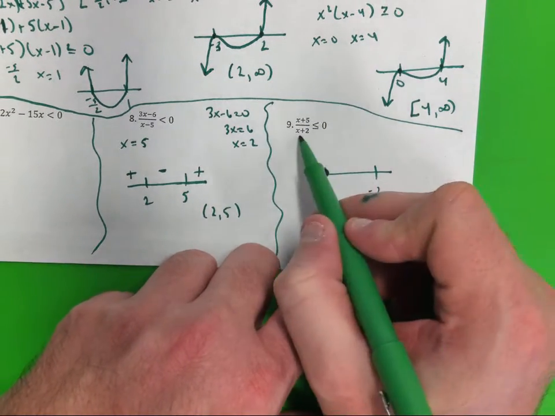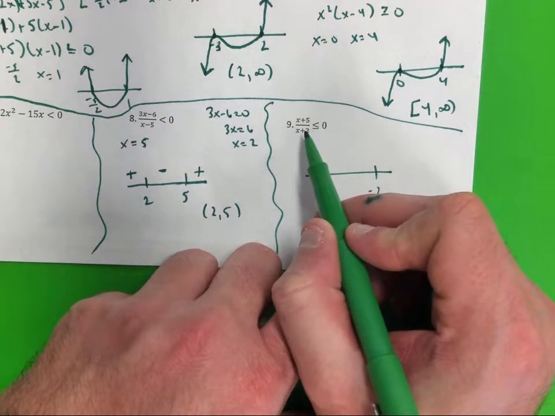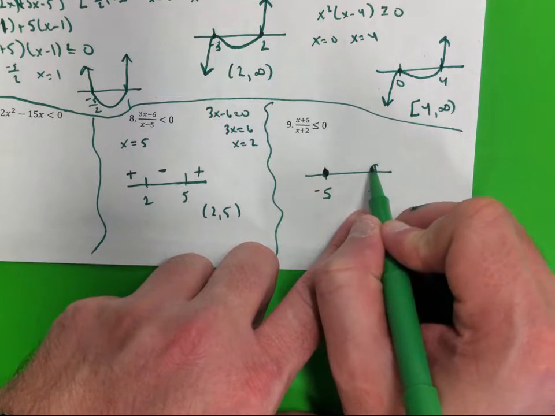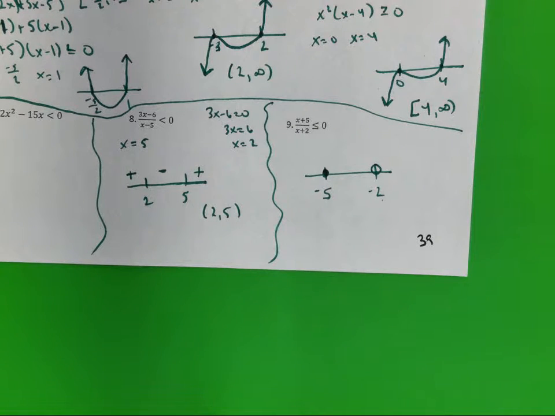If I plug -2 in, I get 0 in the denominator. Can I ever have 0 in the denominator? So would I put open or closed? Open, okay? That might help you if you want to do that. If I plug -5 in, I get 0. 0 divided by anything is 0. It says it can be equal to 0, so I put a closed dot, meaning I can include that.